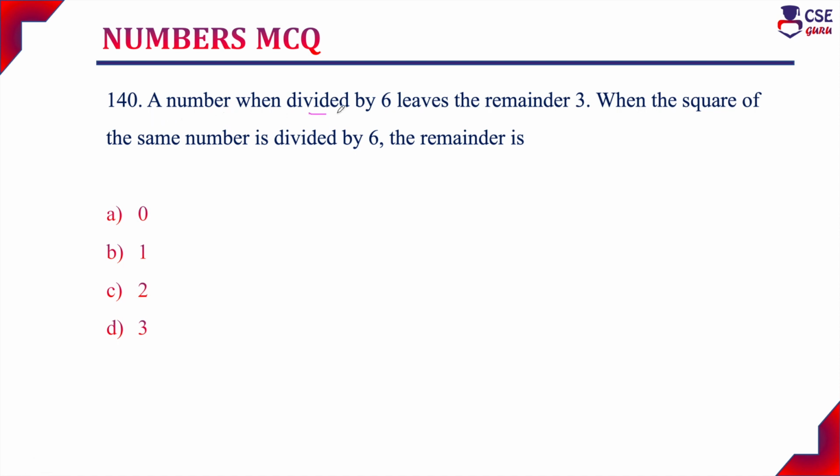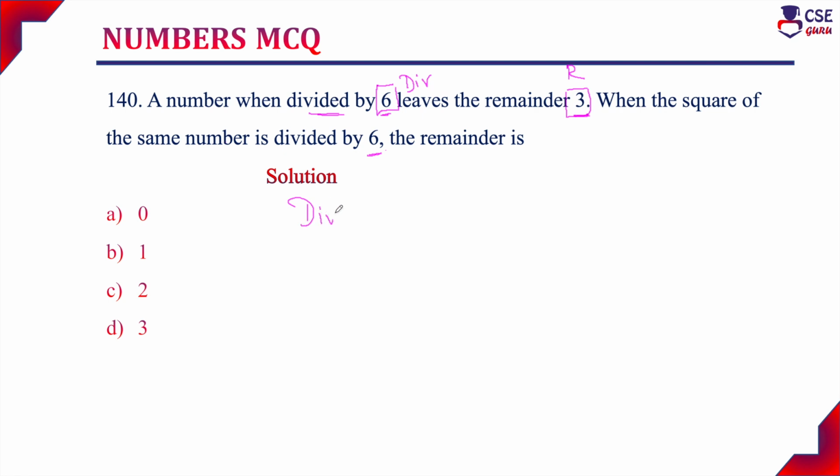Next, problem number 140. A number when divided by 6 leaves remainder 3. So here the divisor is 6 and 3 is the remainder. When the square of the same number is divided by 6... Okay, this is like the previous problem. Previously we considered 2n. Here we need to take the square. Okay, what is the remainder?